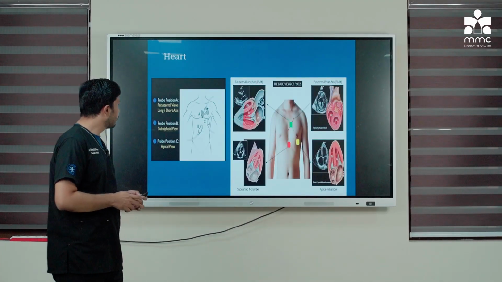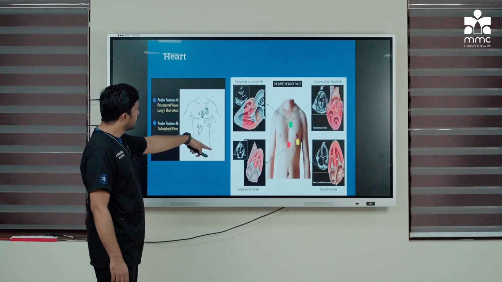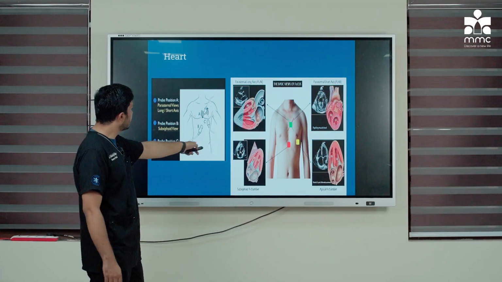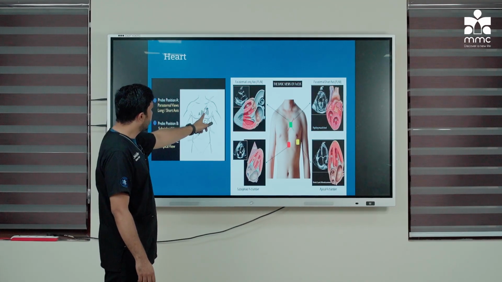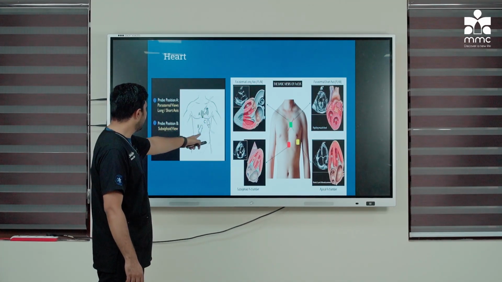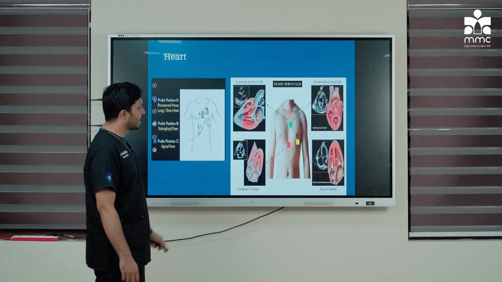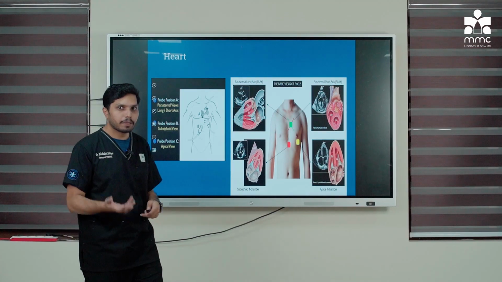Here is the way to look at the heart. We can look at the heart in three areas with four views. One area is the parasternal area, another, B, is the subxiphoid view, and C is the apical view. From these three zones we get four images.